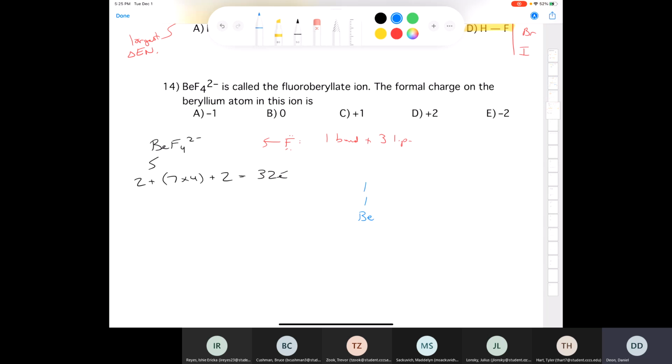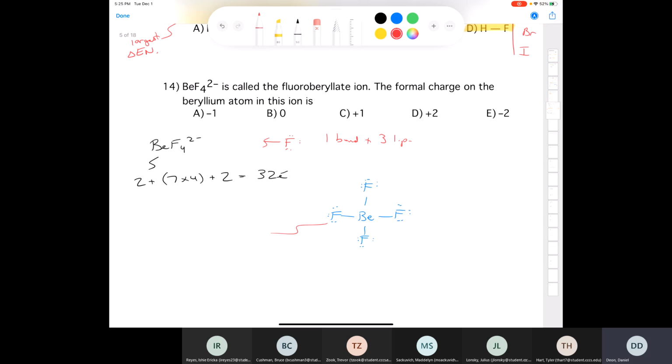It's going to have beryllium, and it's going to be surrounded by 1, 2, 3, 4 fluorines like that. And then we're going to fill them all up with their octets like this. Well, here I have 8 total valence electrons, right? 3 lone pairs and 2 electrons in the sigma bond. 8 times 4 gives me 32. And so I've used up all of my electrons.